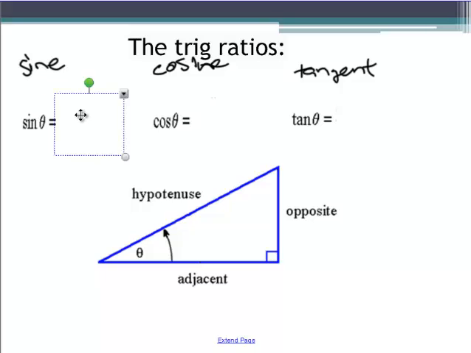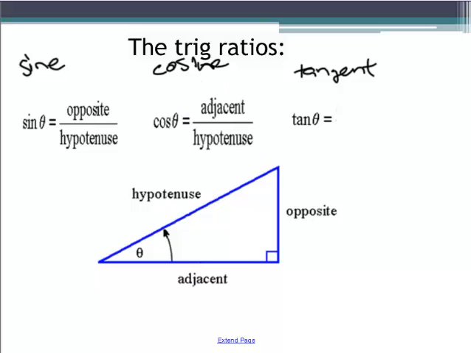So, sine is the ratio of the opposite side and the hypotenuse. Whenever you want to find the sine of this angle, you take the opposite and divide by the hypotenuse. Cosine is the adjacent side divided by the hypotenuse. And tangent is the opposite side divided by the adjacent side. So the ratio of these different sides make up these trig functions. There are three other trig functions that are inverses of these. We won't be talking about those during this chapter at all.